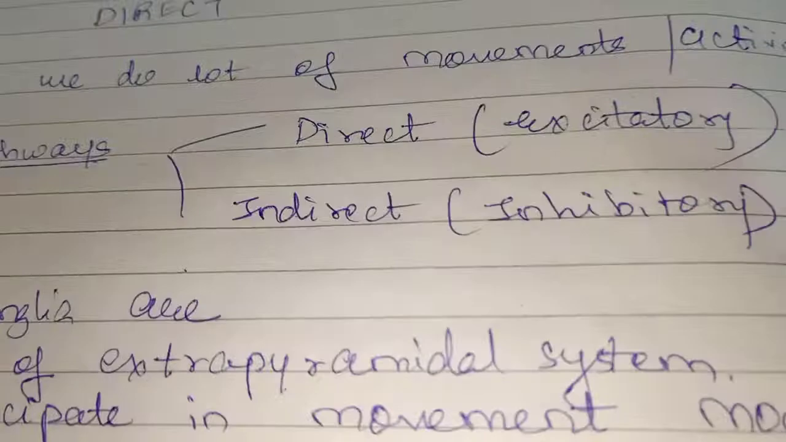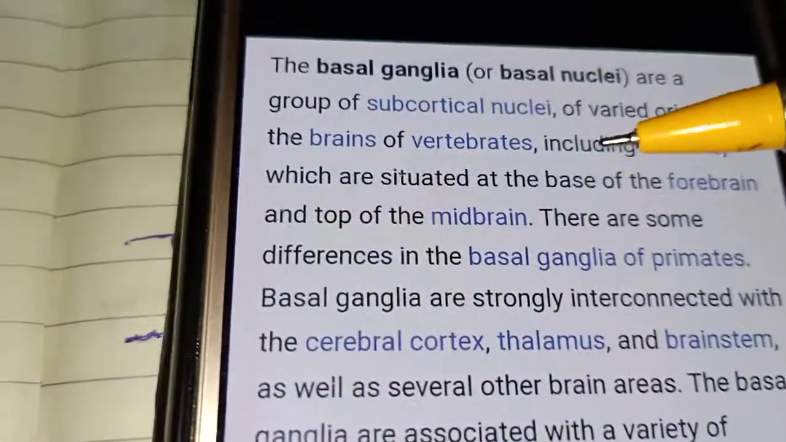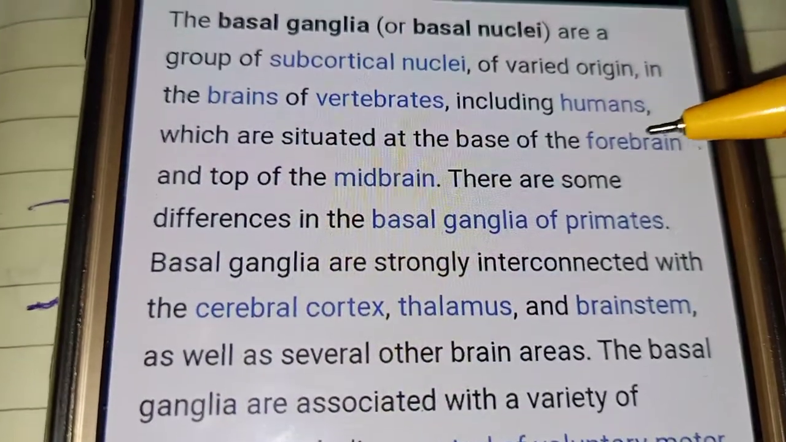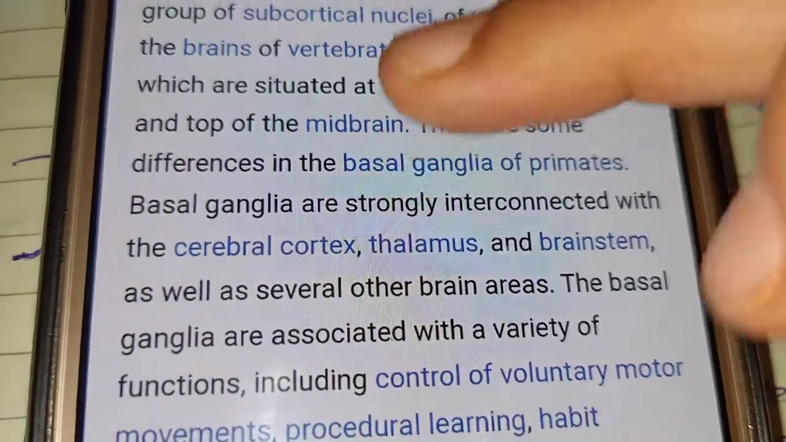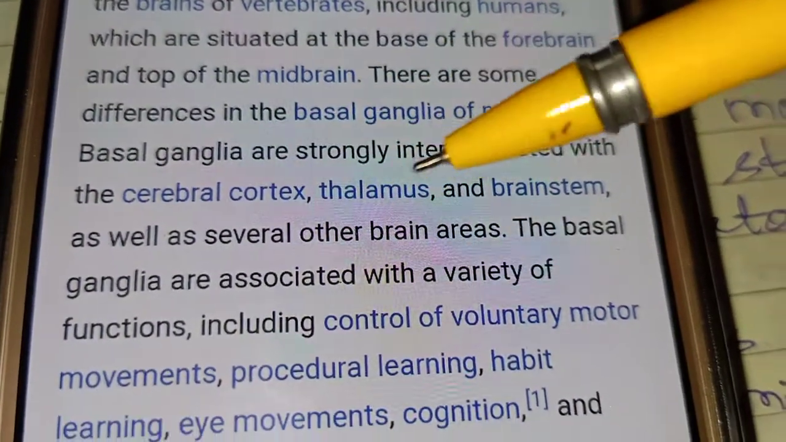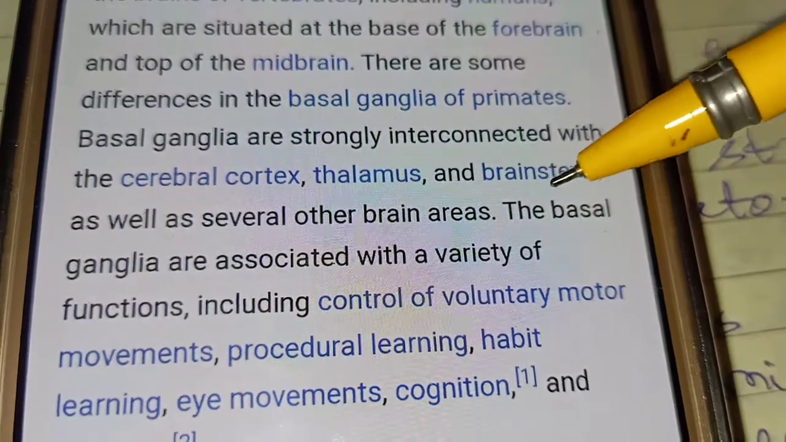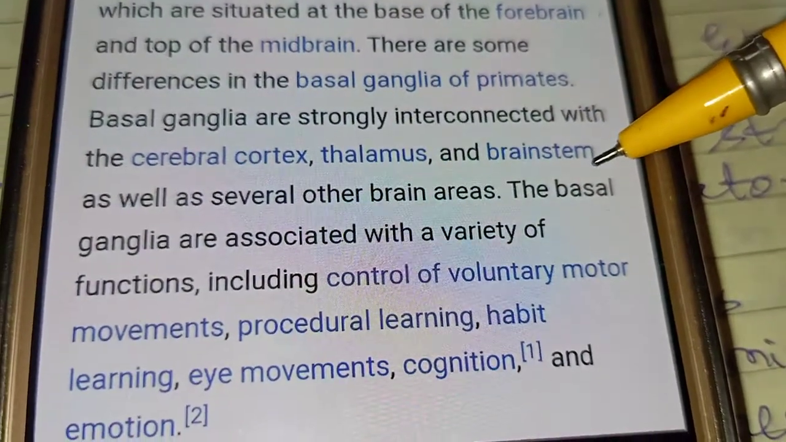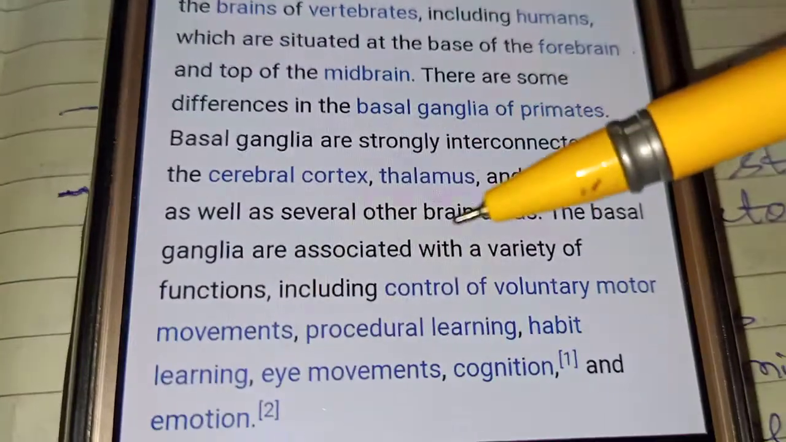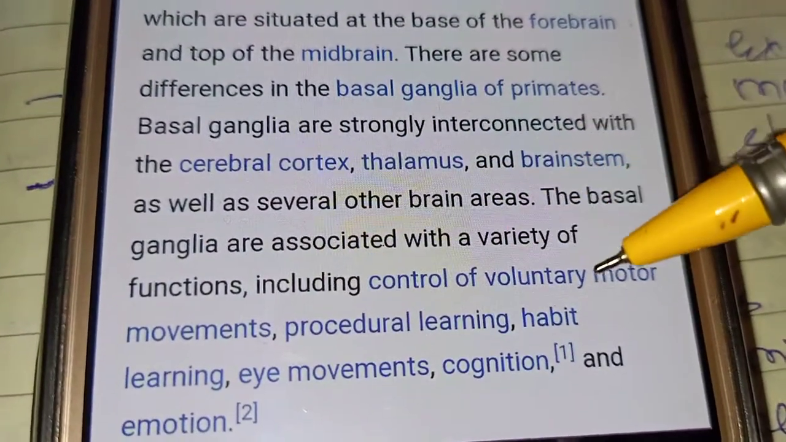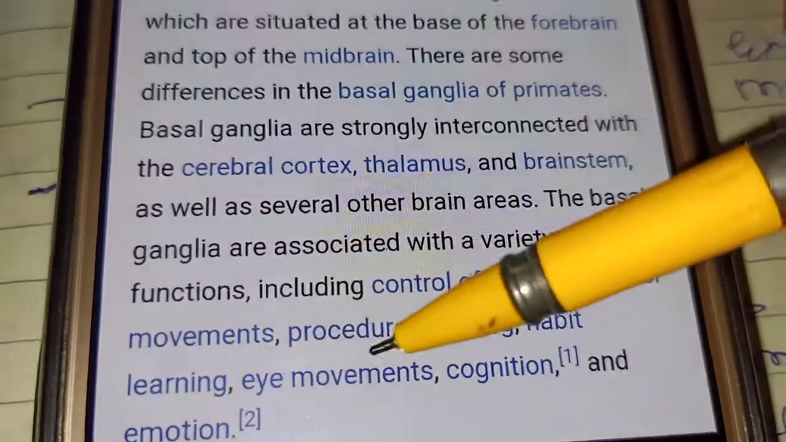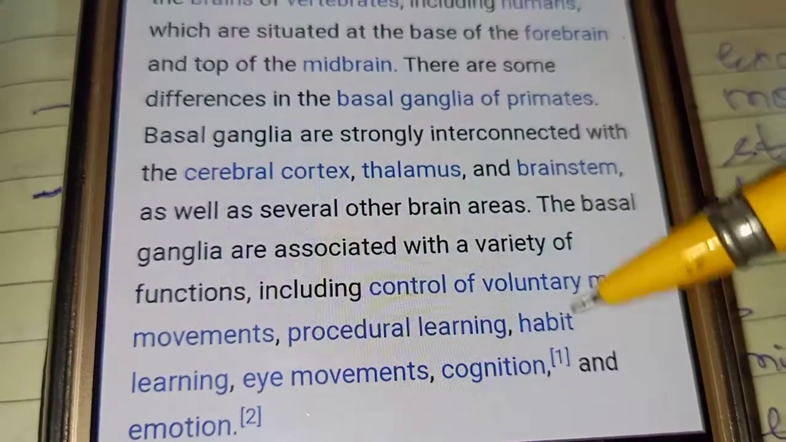Okay, so the basal ganglia are a group of subcortical nuclei which are situated at the base of the forebrain and the top of the midbrain. They are strongly interconnected with the cerebral cortex, thalamus and the brainstem. Brainstem includes the midbrain, the pons and medulla oblongata. The basal ganglia, or the subcortical nuclei, are involved in the control of voluntary motor movements, procedural learning, habit learning, eye movements, cognition and emotions.